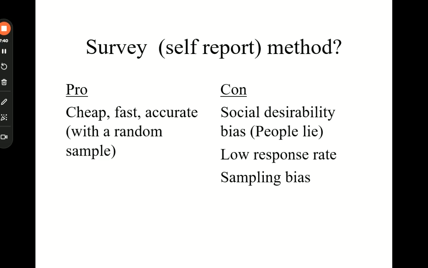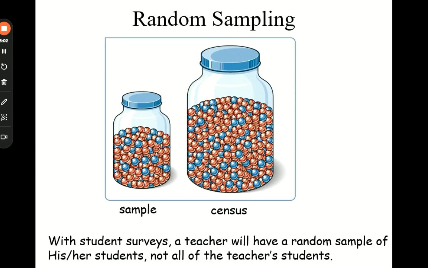Another problem is low response rate. Who answers their phones anymore from strange numbers? And sampling bias, very important. If you're going to do a sample, you gotta make sure that it includes everybody, not just a certain sample of people. Okay. All right, moving right along.